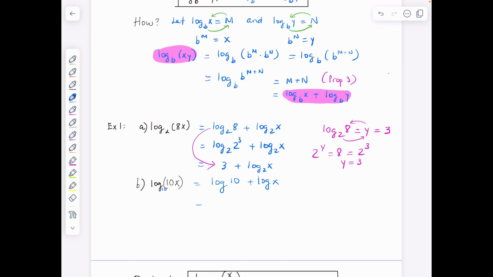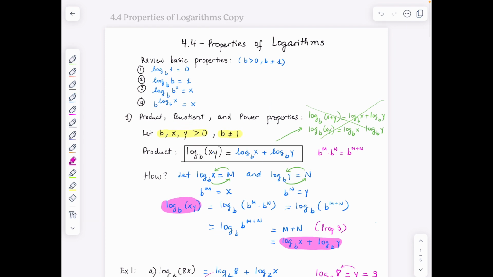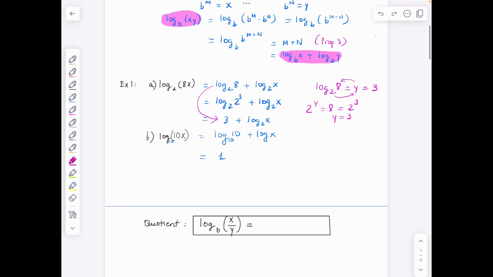Now log of 10 is equal to 1 because log base 10 of 10, we can use property number 2 here. I'm going to make a little mark here. We use property number 2 to cancel that down to 1, and then 1 plus log of x.